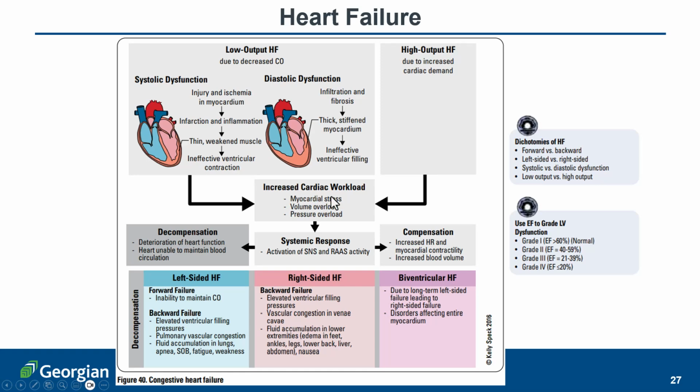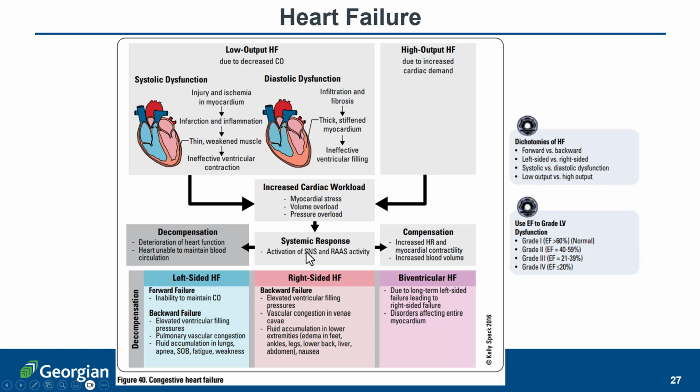That leads to an increased cardiac workload, which only makes things worse. That in turn activates the sympathetic nervous system and the renin-angiotensin-aldosterone system in order to try to compensate for the decreased cardiac output. What compensation occurs? There's an increase in the heart rate as well as an increase in the contractility of the heart. But all that is just going to put extra stress on the myocardium and make things worse.